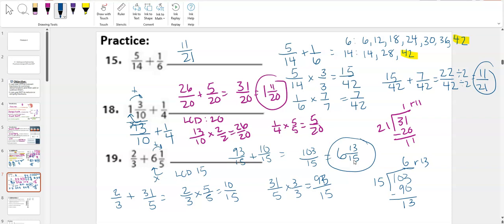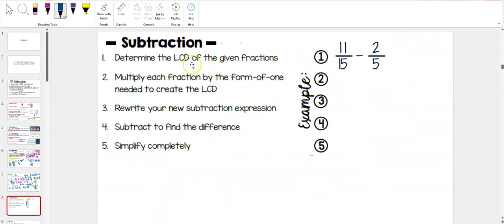All right, so we don't have time to do a full subtraction going on here. So we're going to do another video. However, just know that addition and subtraction with fractions is the same. So if we take a sneak peek at the next one, we have all the same steps here. The only difference is that instead of adding on step 4, we're going to subtract, and we're only adding or subtracting the numerators.